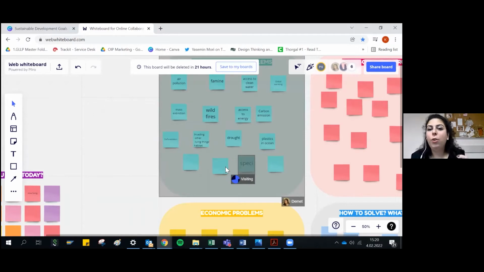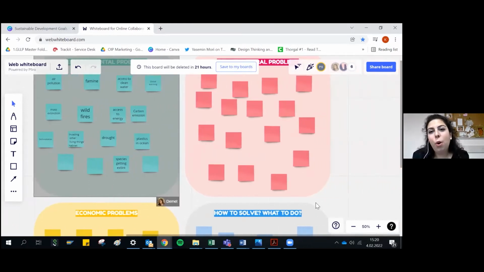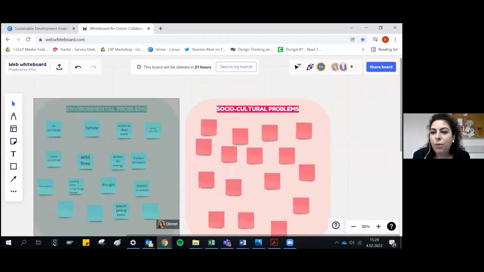Deforestation, okay, those are great examples. Extinction, yes, those are great examples. Thank you very much. Now let us think a bit more about the social cultural problems.